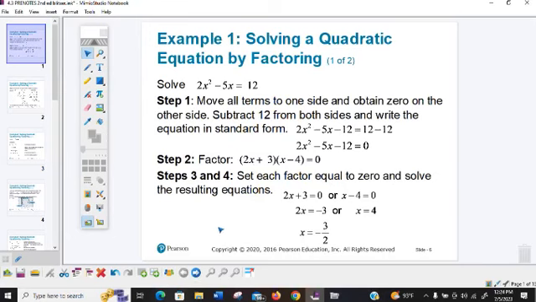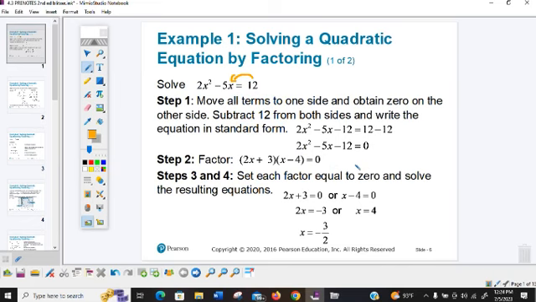All right, in this section, we're going to learn to solve a quadratic equation by factoring. If this is our equation, 2x squared minus 5x equals 12, step 1 is to move everything to the left-hand side and set this equal to 0. We subtract 12 from both sides, and we end up with 2x squared minus 5x minus 12 equals 0.